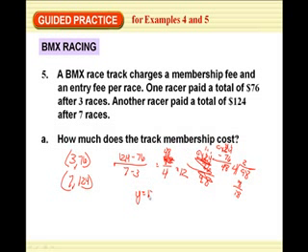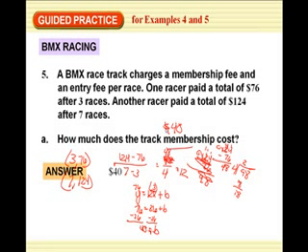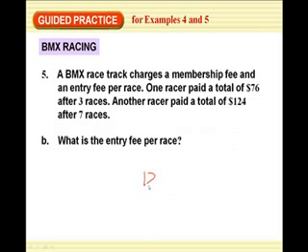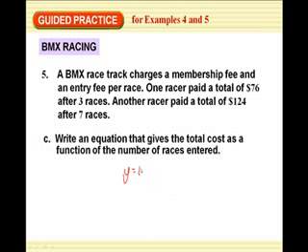So we have y equals 12x plus b, and we substitute in, let's use 3 and 76. So 76 equals 36 plus b, minus 36. Okay, so my membership cost me $40. The race fee is 12. And the equation is y equals 12x plus 40. And for their cost and race, I used y and x.